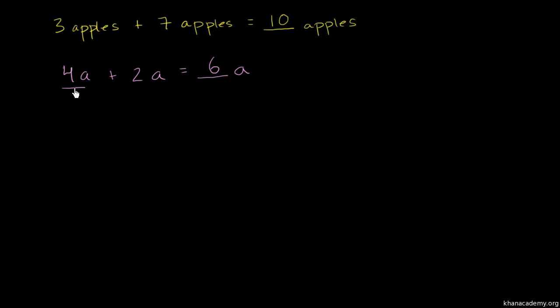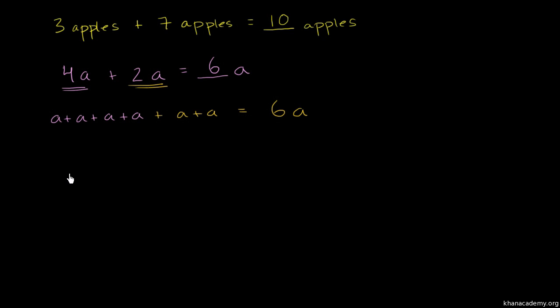You can literally think of 4 A's as A plus A plus A plus A. And if to that I add another 2 A's, so plus A plus A, that's 2 A's right over there. How many A's do I now have? Well, that's 1, 2, 3, 4, 5, 6. I now have 6 A's. So thinking of it that way, let's get a little bit more abstract.